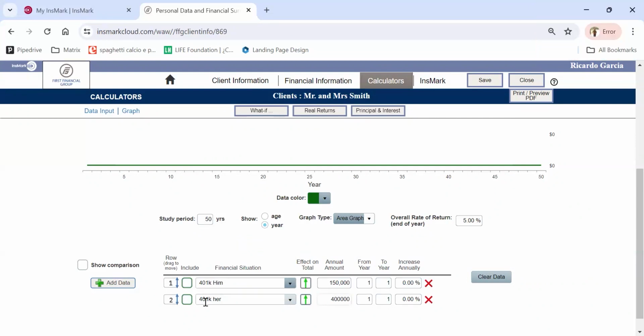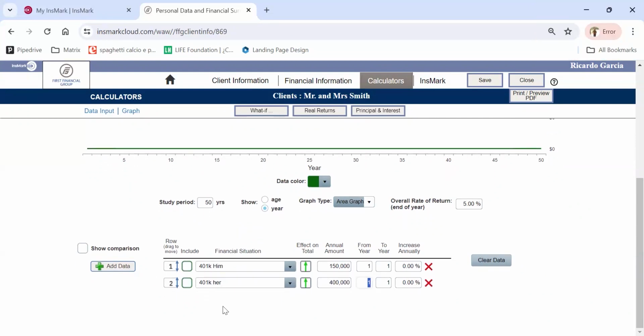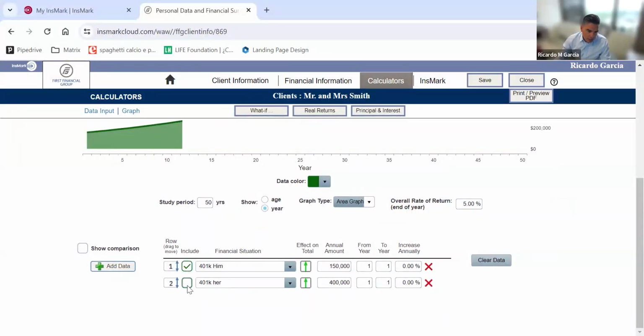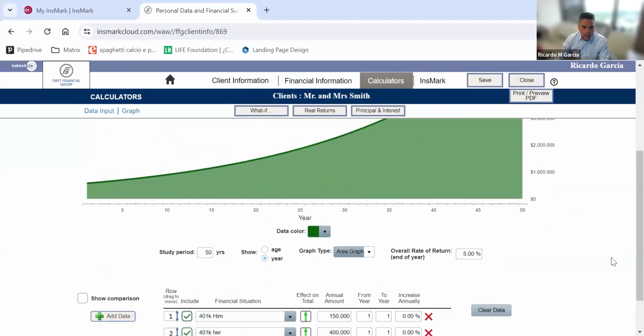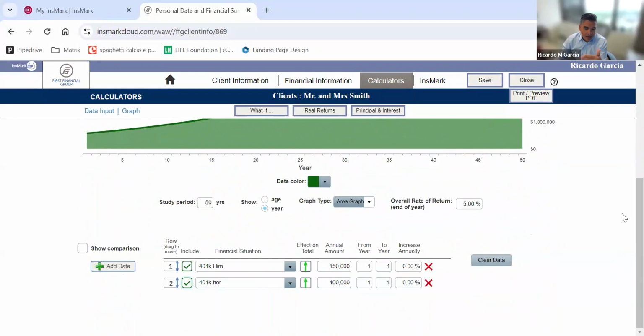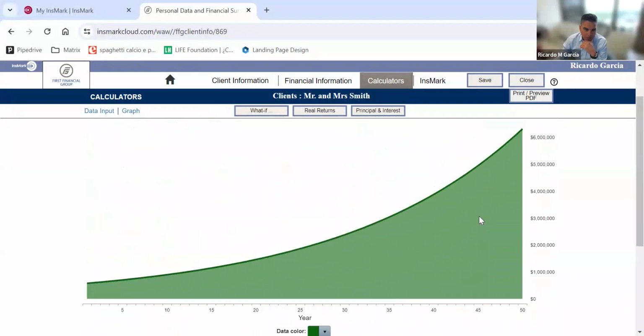At this point, we explain to the clients, we click on both of these and say, just so you know what you're looking at and how the calculator works, because we always think it's important that the client understands this: your 400 plus 150, so $450,000, growing at 5% over the next 50 years would grow up to $6 million if you made no contributions, so you did nothing else.